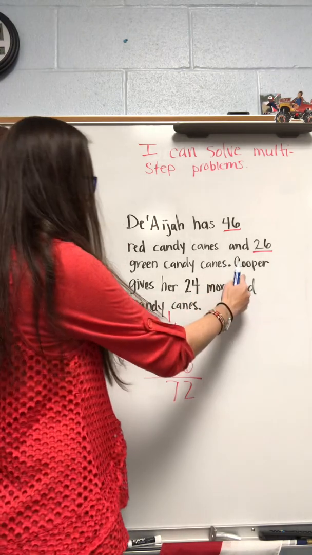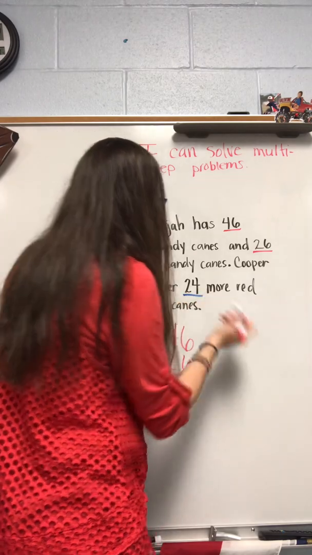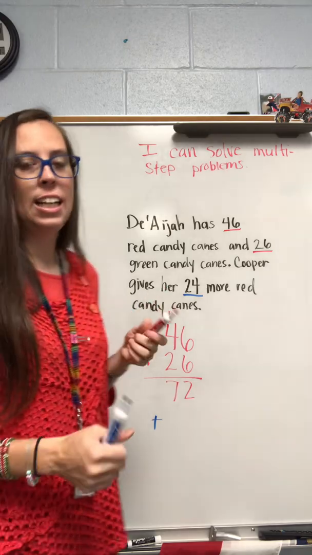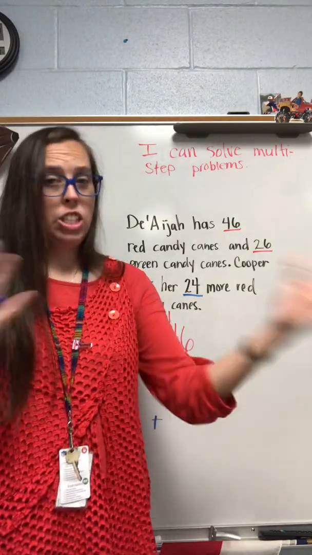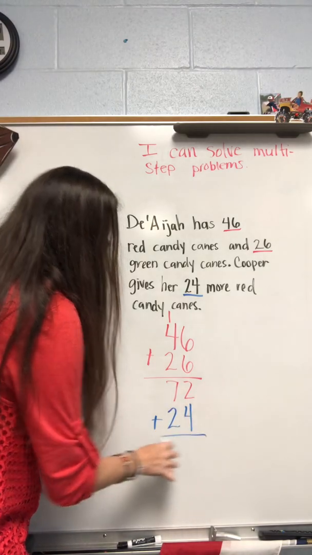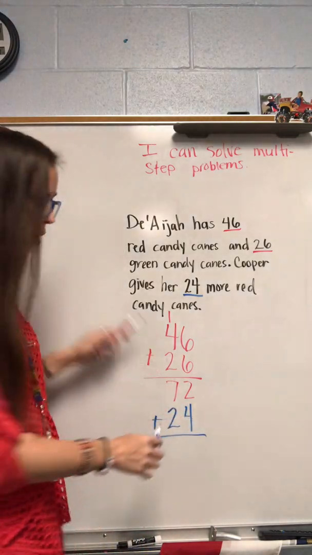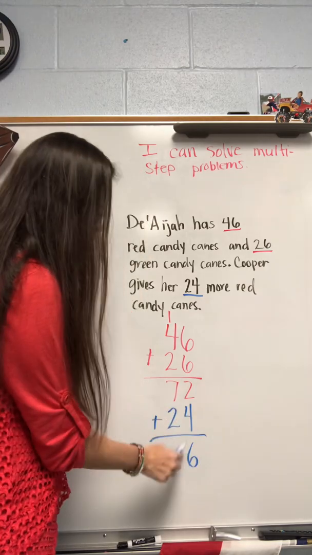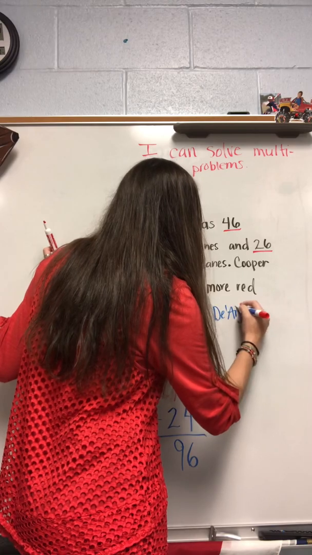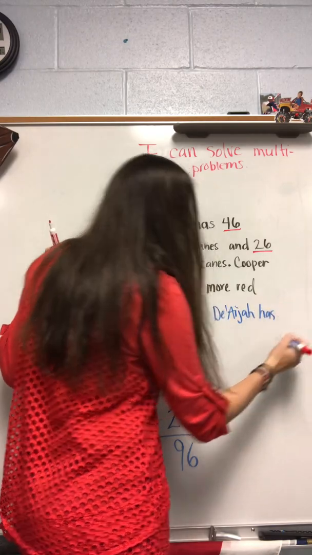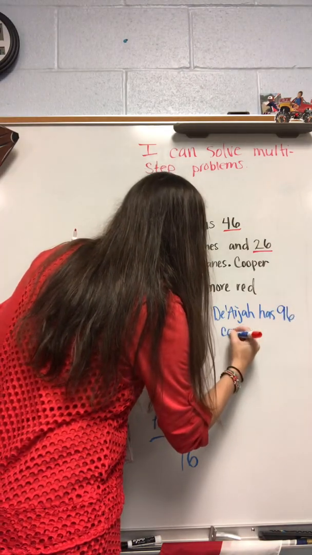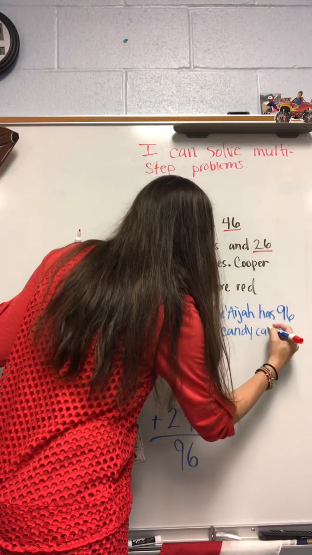But then Cooper came along and gave her 24 more. So I'm going to add, I'm not taking away, because she didn't give any away or lose any. She's getting more candy canes. So we're going to add 24. So I know 2 and 4 is 6. 7 and 2 is 9. So DeAsia has 96 candy canes in all.